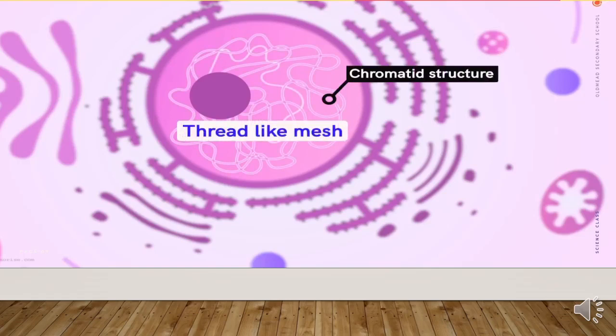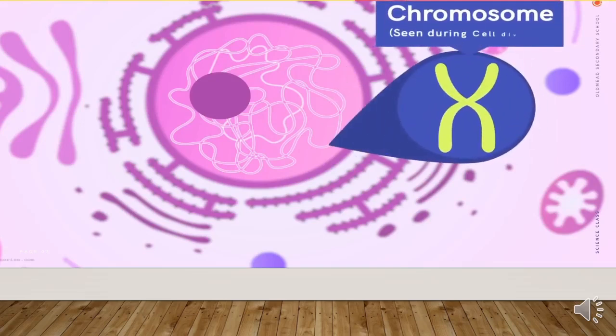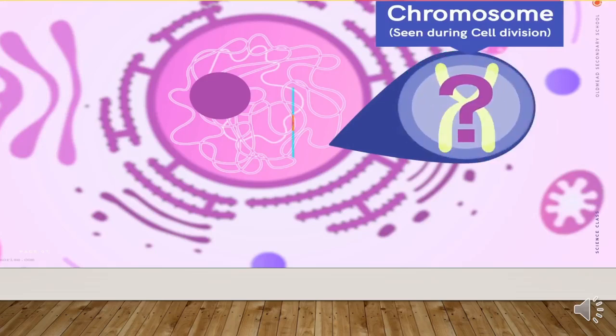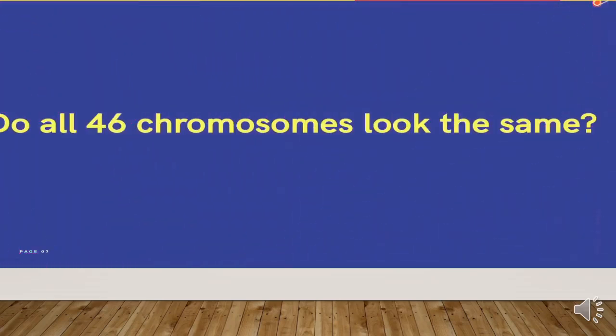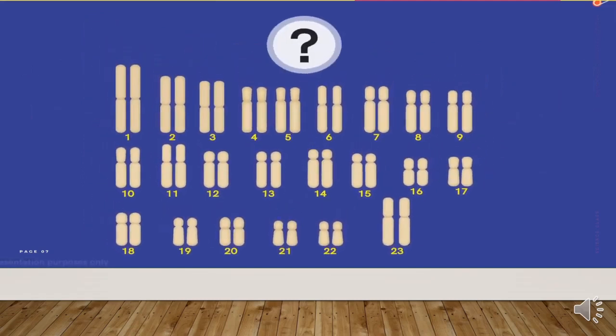It's a thread-like mesh that we find in the nucleus of a metabolically active cell. The chromatids gain a typical classical structure which looks somewhat like this. It's seen during cell division. And these are nothing but the chromosomes. But tell me, do all chromosomes look exactly like this? Do all the 46 chromosomes look the same? If yes, then why do we say that there are 23 pairs of chromosomes? What helps us categorize these chromosomes as pairs?